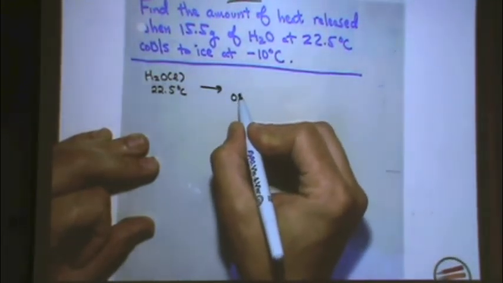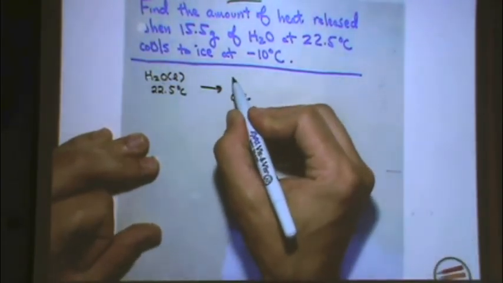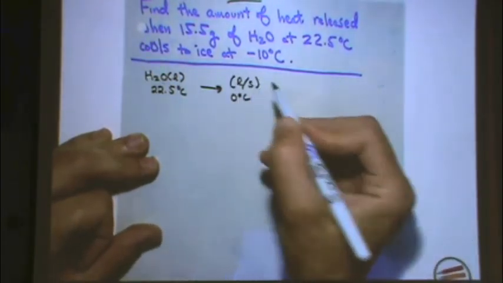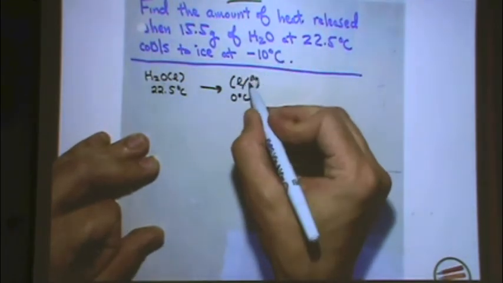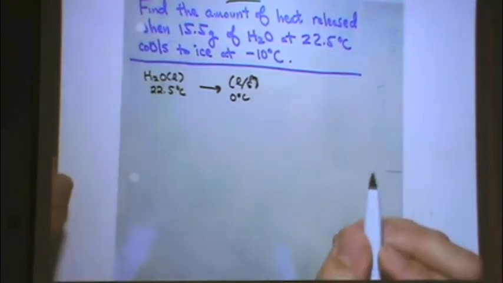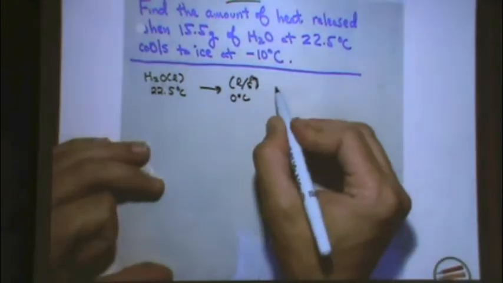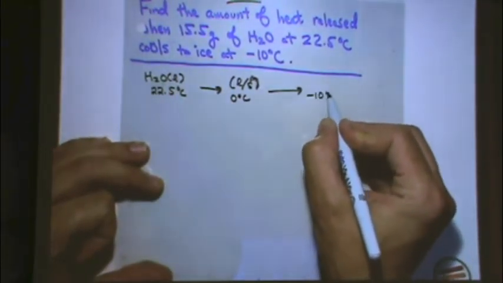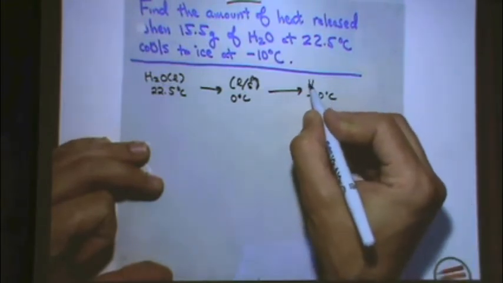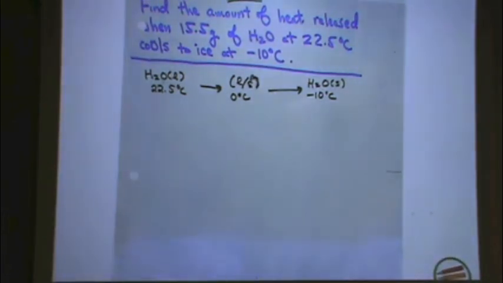first to 0. I know it doesn't say 0, but it has to cool down to 0 because this is where water is between a liquid and a solid. So this is the freezing point, or in the opposite direction, the melting point. And then it cools down to minus 10 degrees C, and this is water solid. I know it has to be a solid because the temperature is below 0, and 0 is the freezing point of water.